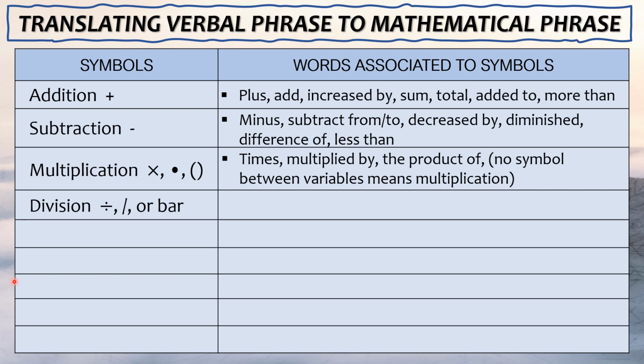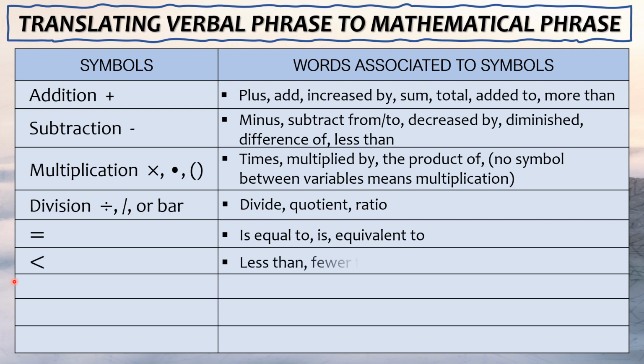Next is the division or bar. Ayan yung ginagamit natin. The keywords are divide, quotient, and ratio. Next is the relational symbol. Sinimulan niya ng equal sign. So, ang mababasa niyong words sa phrase ay is equal to, or yung simpleng salitang is, or equivalent to. Less than symbol, less than, or fewer than. So, medyo malilito kayo dito sa subtraction or less than dahil pareho silang gumagamit ng keywords na less than, pero depende pa rin yun sa sentence or sa phrase.